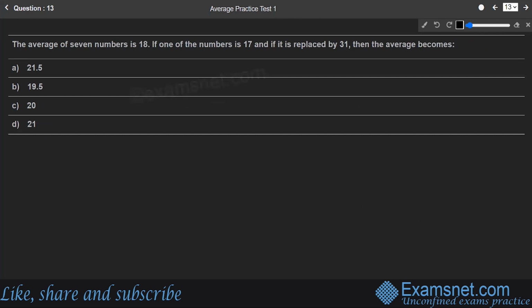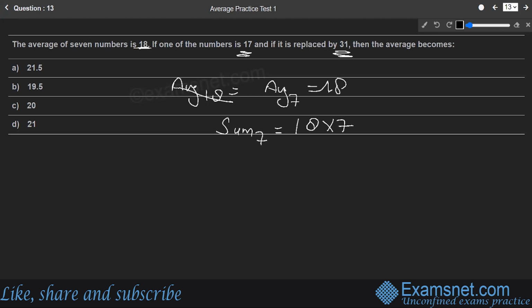Now, in the next one, he says the average of 7 numbers is 18. If one of the numbers is 17 and it is replaced by 31, then what does the average become? In this type of question, we always try to calculate the total. The sum of those 7 numbers is going to be the average multiplied by the total numbers. So 18 multiplied by 7 is 126. That is the sum of the 7 numbers.